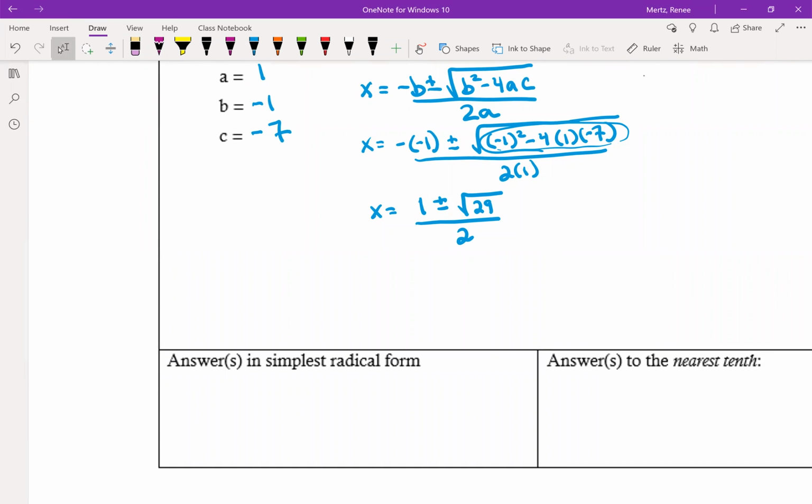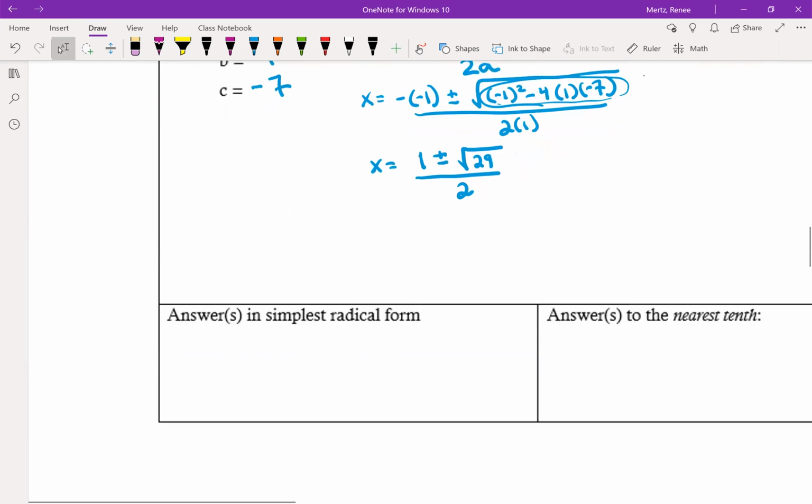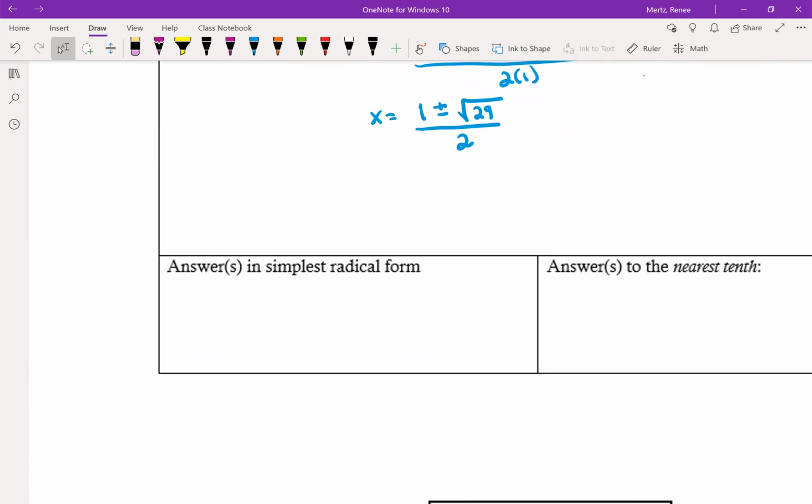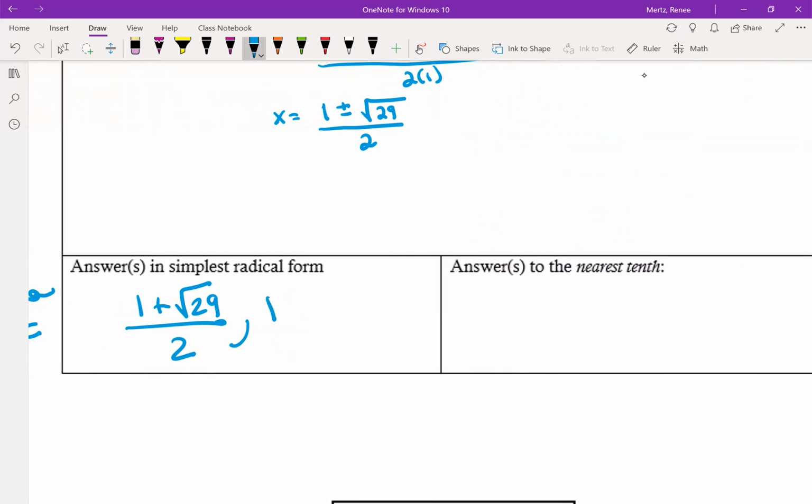In simplest radical form, when you type this in, use your fraction key. So remember alpha y equals, type in 1 plus the square root of 29 on the top over 2. See what you get. For the simplest radical form, you could break it into two answers, or you can put the plus or minus. So we're doing 1 plus the square root of 29.